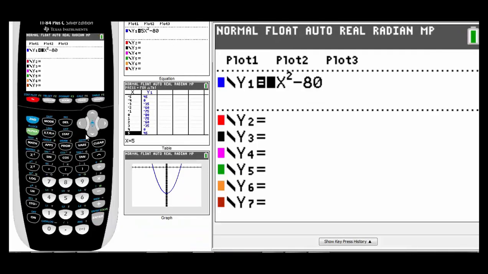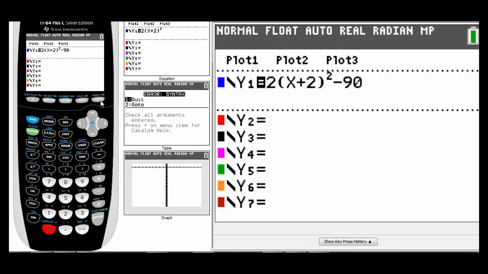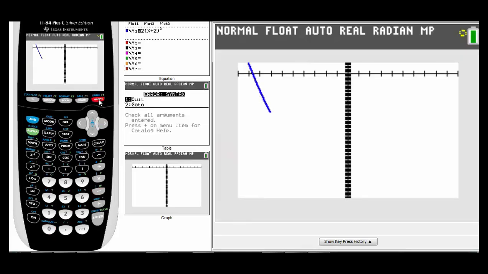Let's go y equal, and of course clear out what we have there. So we'll have 2 parentheses x plus 2 quantity squared, and again I have to subtract 90 because I have to have it set equal to 0. Let's go ahead and graph this.